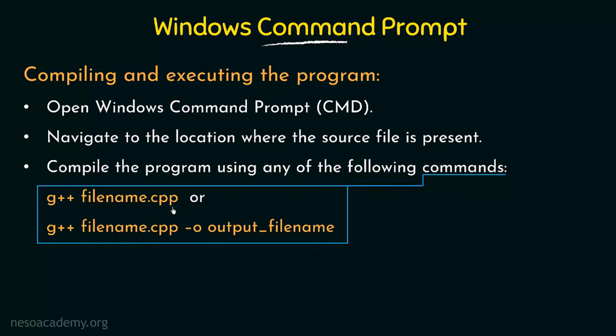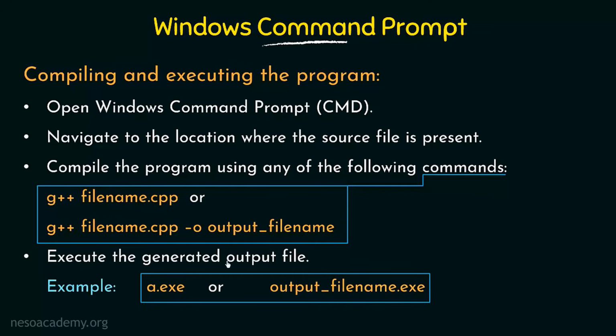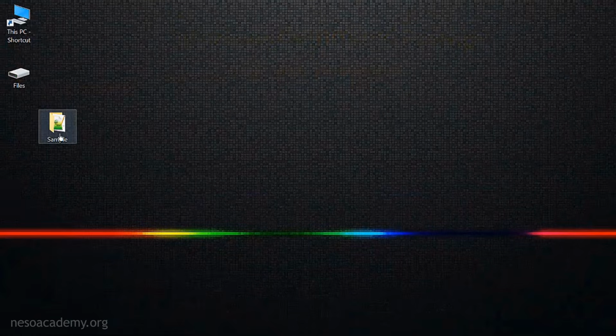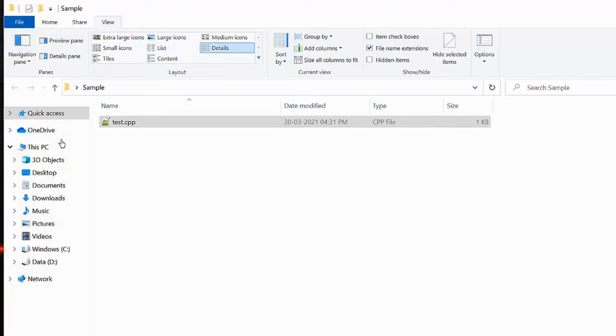Okay, now after doing this, how to run the program? Execute the generated output file. How? By typing a.exe or output filename.exe. We will see what this is by practically doing it. So let's go back to the place where our program is residing. Here I come back to my desktop and we see this is the sample folder that we created, and inside this we have our test.cpp, which is the file that we want to compile.